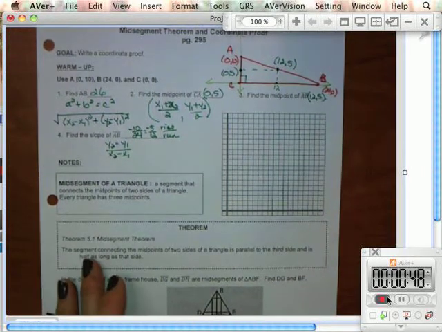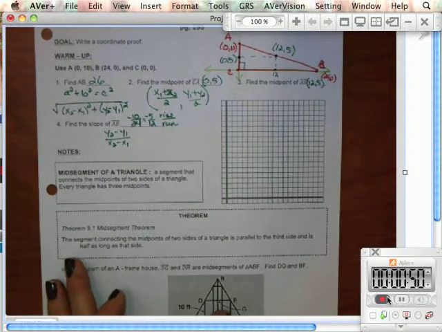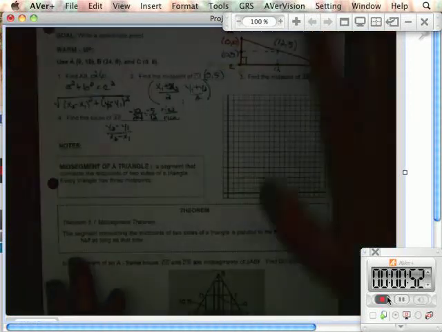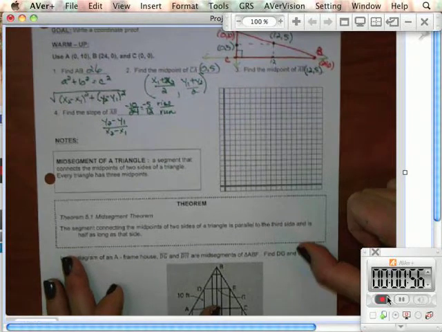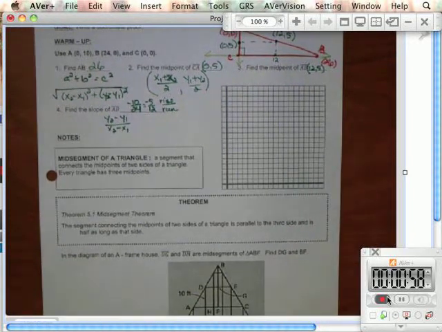Okay, so let's talk about this. It's all about the mid-segment. I'm trying to get a better picture here. I feel like it's blurry or it's dark or something. The mid-segment of a triangle is a segment that connects the midpoints of two sides of a triangle, and every triangle has 3 midpoints.